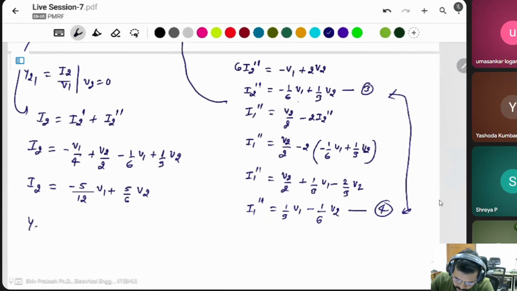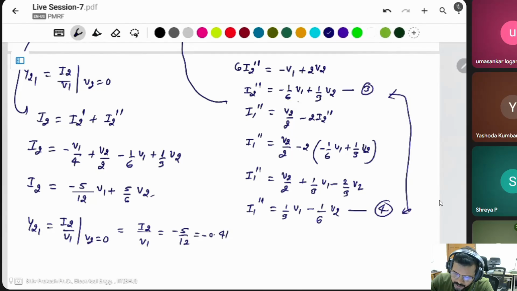Okay, for Y21, it is equal to I2 by V1 when V2 will be 0. Put the value 0 in place of V2. Then this will be I2 by V1 is equal to minus 5 by 12. It will be minus 0.416. Actually, the unit is the reverse of the ohm symbol.